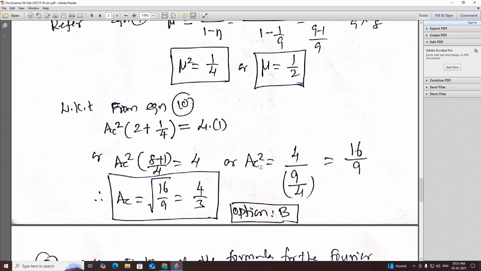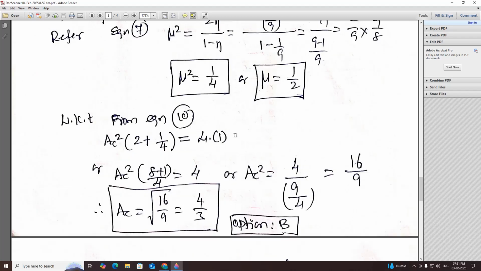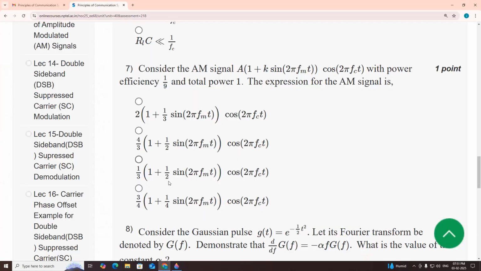So Ac square is equal to 4 divided by 9/4. This 4 goes to the numerator, therefore it becomes 16/9. So Ac is equal to the square root of 16/9, which is 4/3. The answer is option B. So A is equal to 4/3 and mu equal to 1/2, option B.